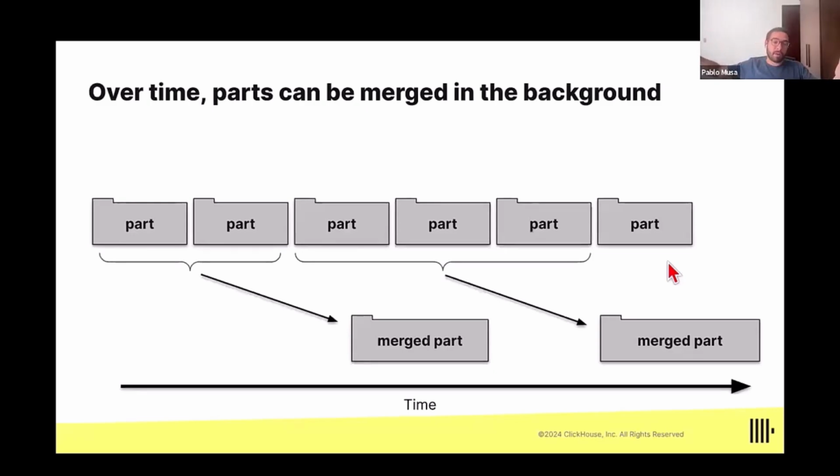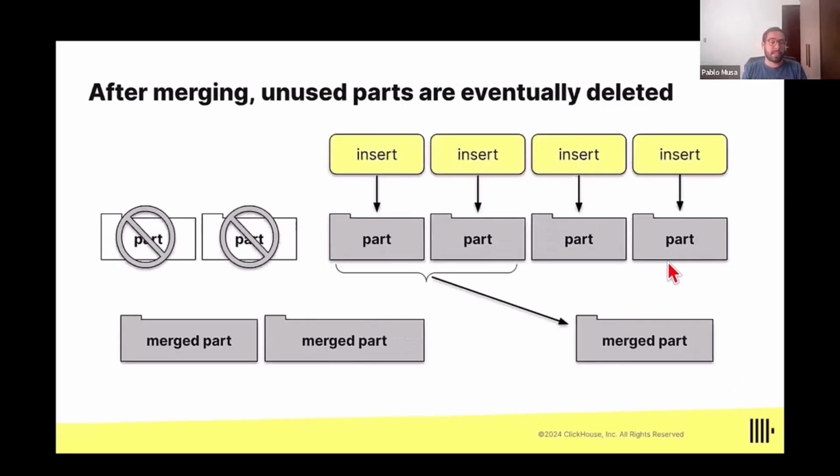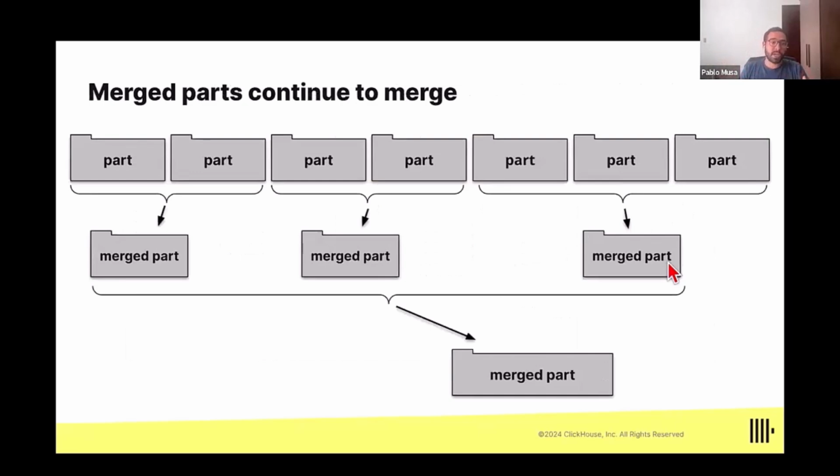So what happens in the background is parts get merged over time. We create parts. At some point, ClickHouse decides, let's get those parts and merge them into another part. At some point, the parts are not being used, and we delete them. So doing inserts, parts are created, parts are merged. Over time, merged parts become merged into a new merged part, and it just goes in the background. That's how it works. That's what makes it really, really fast.